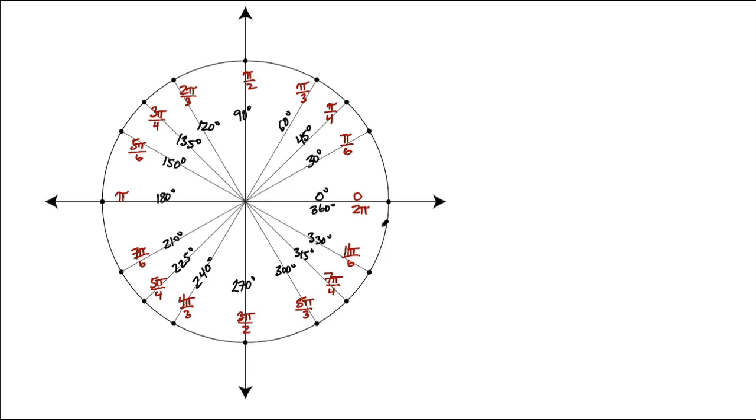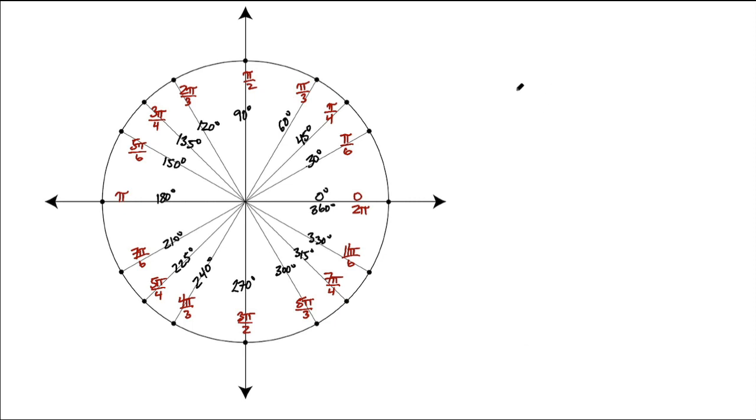Now, again, I said that any serious student of mathematics needs to have this circle memorized. That includes all of these angles in both radians and degrees. All right, and finally, we want all of these points. And the way I'm going to do that is I'm actually going to look at the two special triangles that we have.